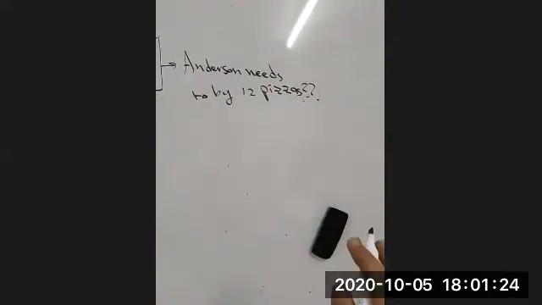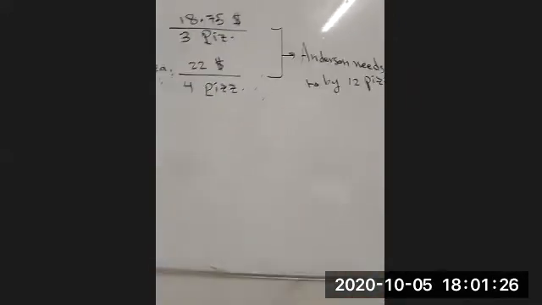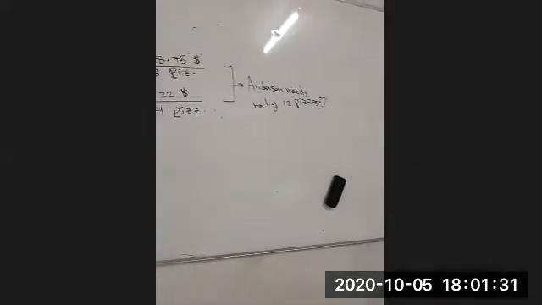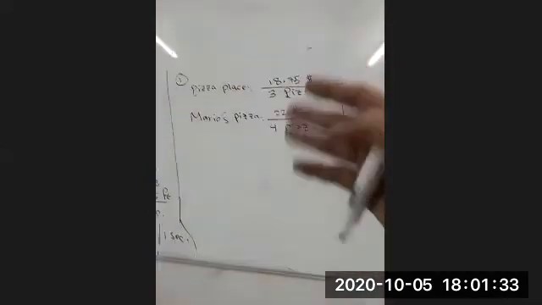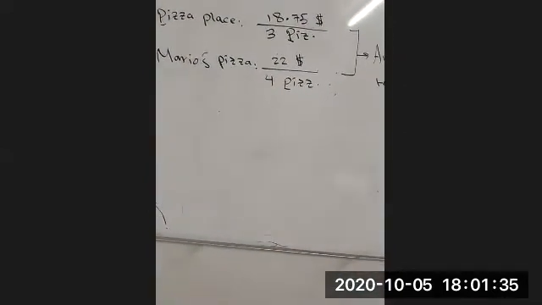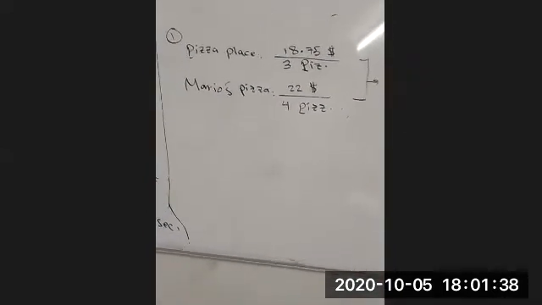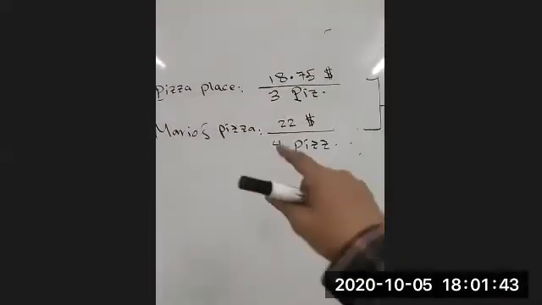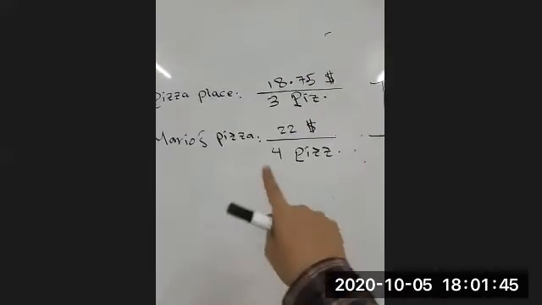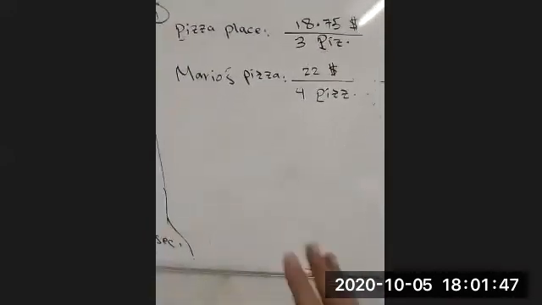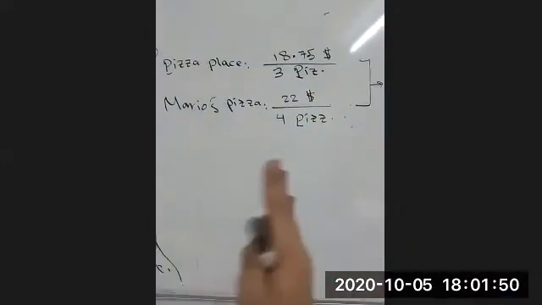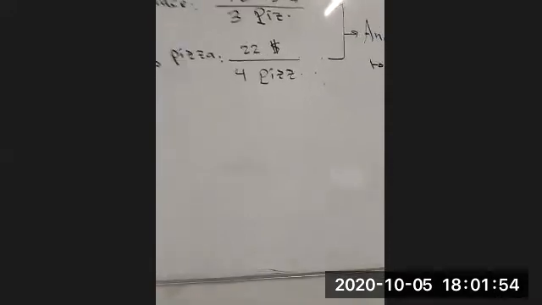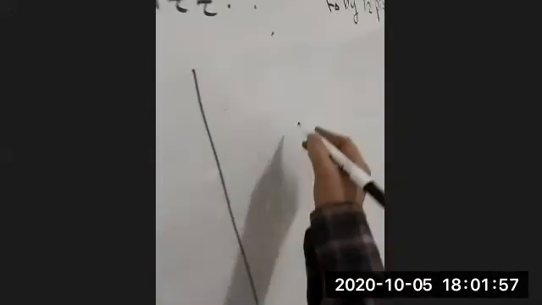Now Anderson needs to buy how many pizzas? 12 pizzas. Let's give advice to Anderson. Which store will he choose? If you were in Anderson's place, you would search for the lower price, right? It's better to choose the lower price. But here I cannot compare. I have 3 pizzas for 18.75 and 4 pizzas for 22. So I need to make them unit prices so I can compare between the 2 shops. Look here at what I will do now.